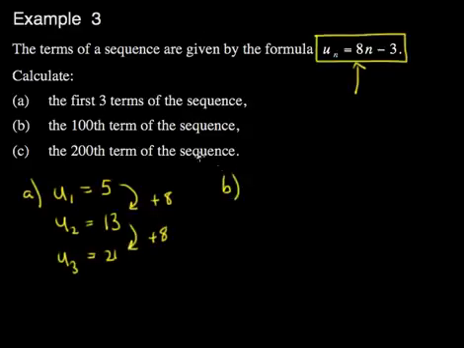So for part B, it's asking for the 100th term. That would be U100. And that would be then replacing the n with 100. 800 minus 3 is 797. And for C, the 200th term would be U200, replacing the n with 200 gives you 1600, and then minus 3 would be 1597.